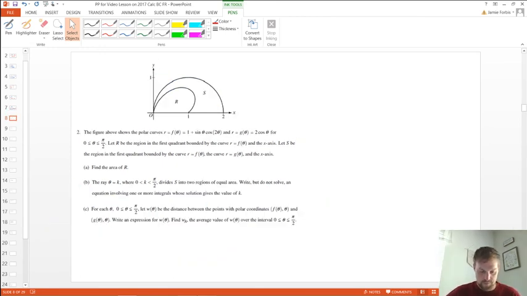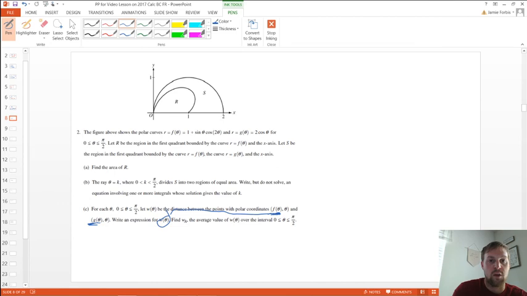All right, now let's go on to C. C says for each theta value between 0 and pi over 2, we're going to let W of theta be the distance between the points of the curve from my F equation and my G equation. Let's write an expression for that.